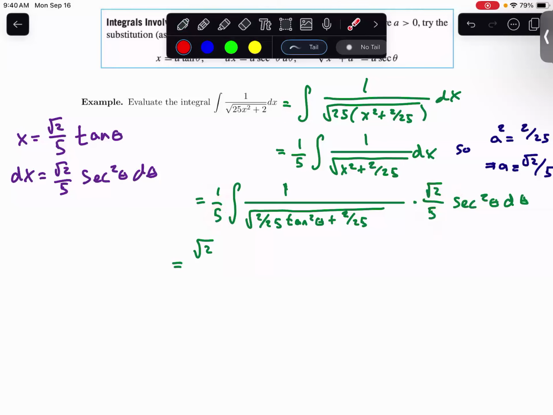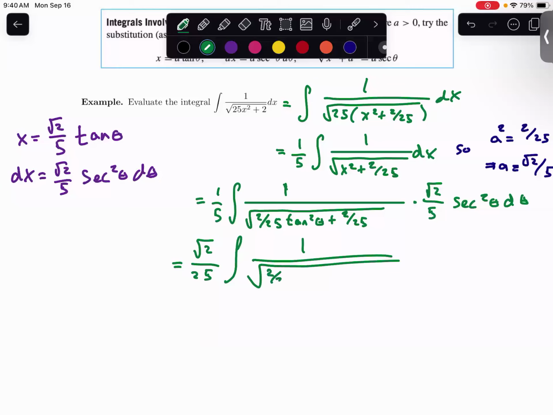You could just see though, if you factored out a 2 over 25 in the square root and then pulled it outside of the square root, it would be left with the square root of 2 over 25. So this would end up canceling out with what you factored out here, and you would just be left with a 1 over 5. But I'm just doing things one step at a time. So it's like 1 square root 2 over 25 times tangent squared theta plus 1.